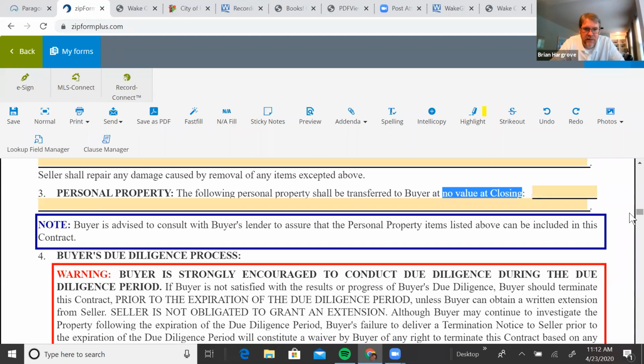Does that make sense? Or do a bill of sale or do something, okay, if the lender makes you remove it. All right, any questions about this? All right, let's keep going.